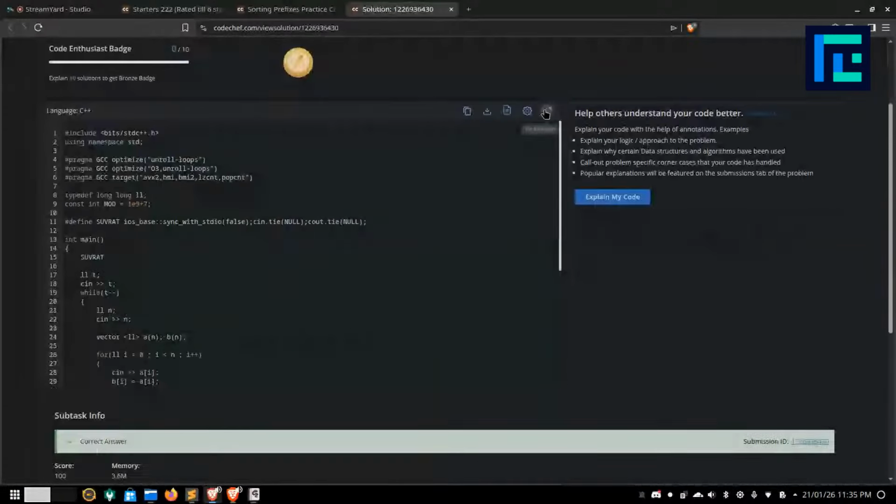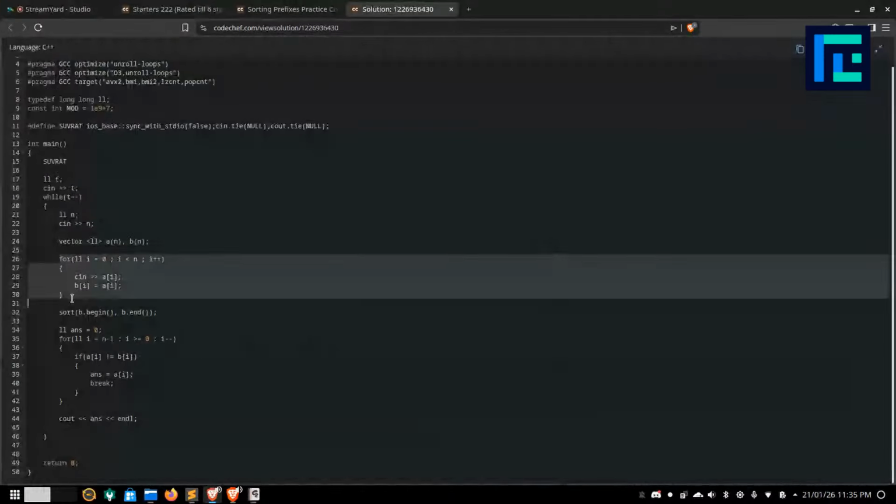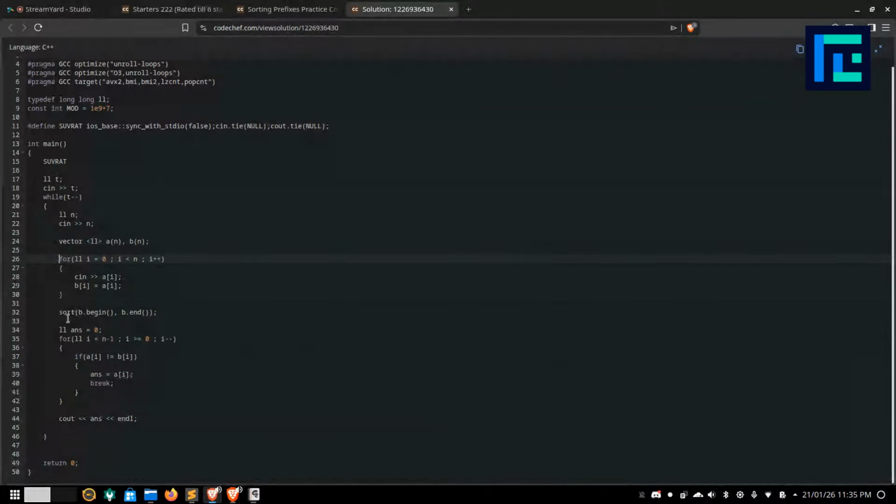So basically, I take input vector A and vector B. Initially, vector A and B would be the same, and then I'll just sort the vector B. And then what I can do is, starting from the n minus 1th index till the 0th index, I'll go backwards, and if A[i] is not equal to B[i], then I know that I'll have to perform the operation on this index, and this would be the most optimal operation.